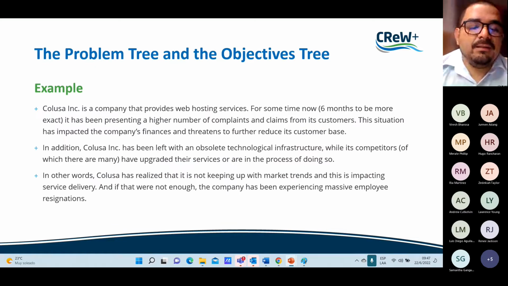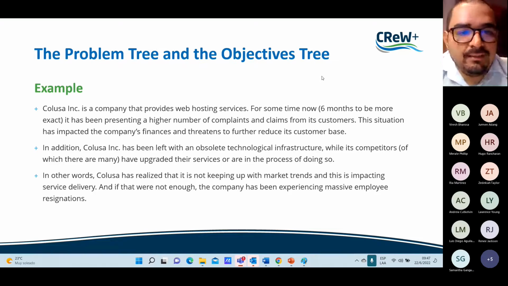The same two from the last session. Remember we had the Colusa Inc. example. Colusa Inc. is a company that provides web hosting services. For some time now, 6 months to be more exact, it has been presenting a higher number of complaints and claims from its customers. This situation has impacted the company's finances and threatens to further reduce its customer base. In addition, Colusa Inc. has been left with an obsolete technological infrastructure, while its competitors, of which there are many, have upgraded their services or are in the process of doing so. In other words, Colusa has realized that it is not keeping up with market trends, and this is impacting service delivery.